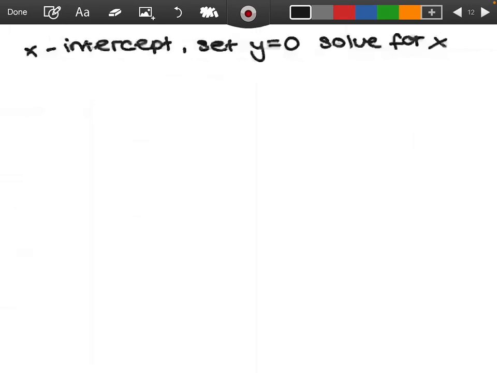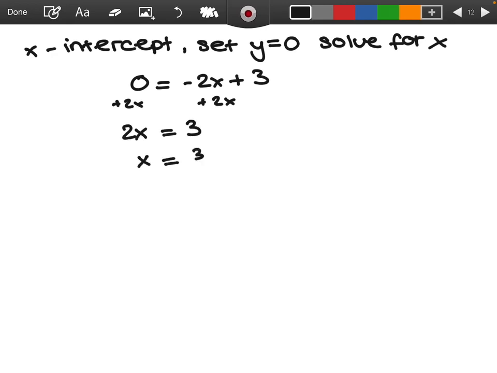So if I plug in y is equal to 0 into that, I'm going to get 0 is equal to negative 2x plus 3. Subtract 3 from both sides, or add 2x to both sides, completely up to you. I'll actually add 2x to both sides to make everything positive. So if I add 2x to both sides, I'm going to get 2x is equal to 3. Divide 3 by 2. I get x is equal to 3 over 2. Okay, so my x-intercept is 3 over 2 for x and 0 for my y component.